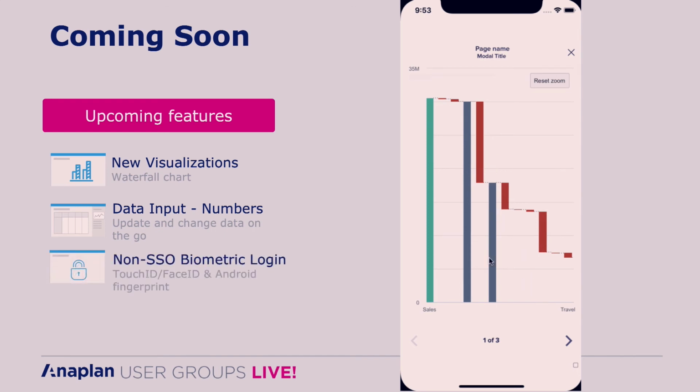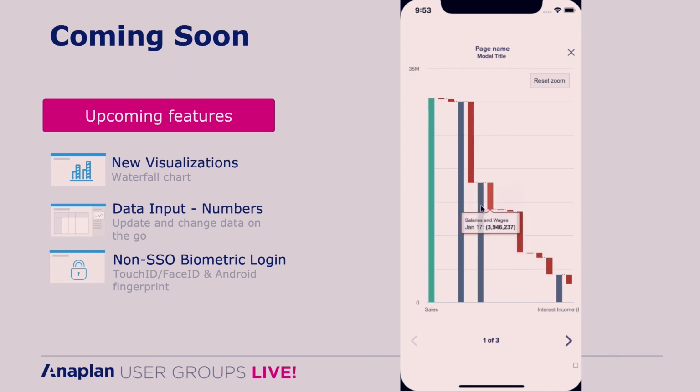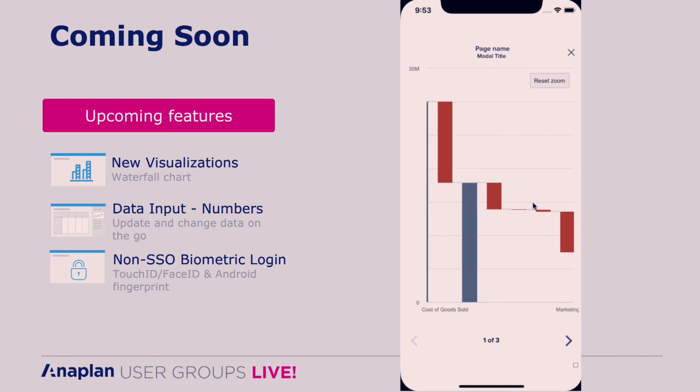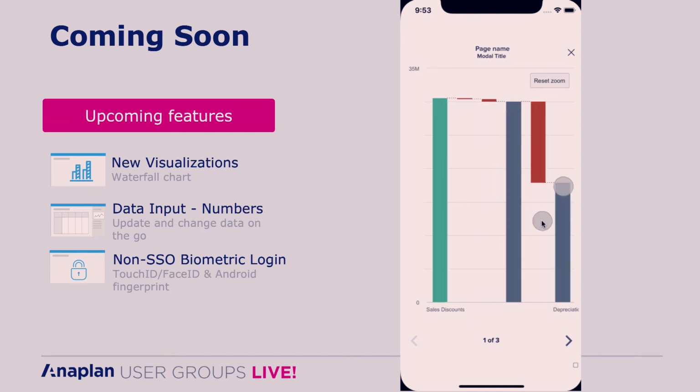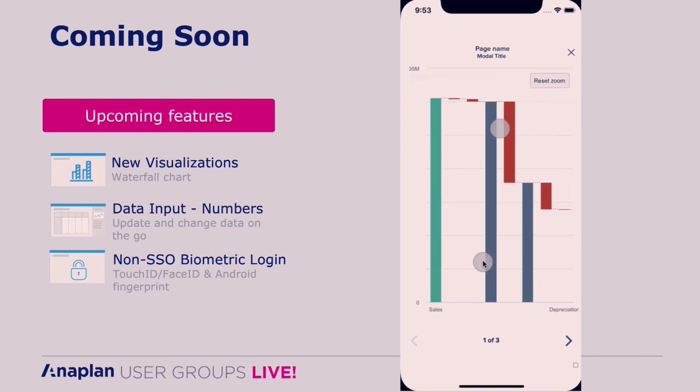And lastly, we're going to announce that we're bringing out biometric login for non-SSO users. This is a highly requested feature, so you don't have to remember your username and password. You'll be able to log in with Touch ID or Face ID on Apple devices, and also Android fingerprint on Android devices. So now you won't have to remember your password, you can simply log in with your face.